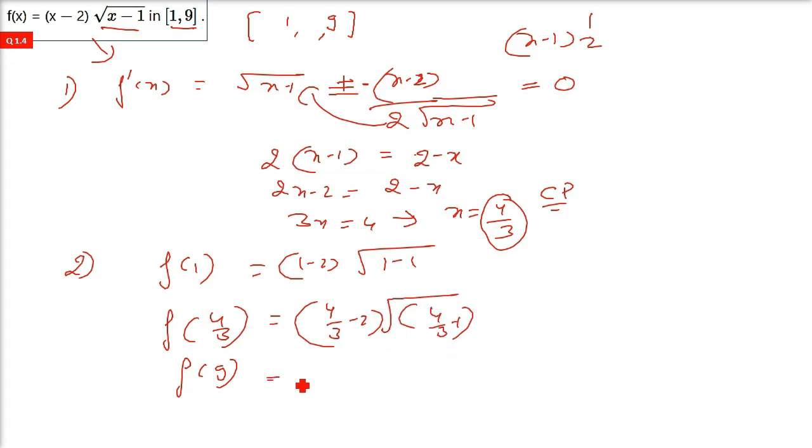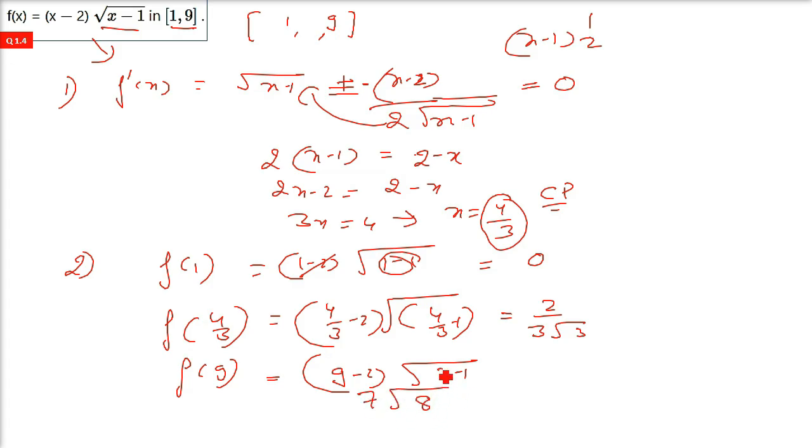I'm just placing the values in the original equation that you are witnessing right now. Mainly what I am trying to do is find out the values. Under root 1 minus 1. 1 minus 1 is 0. Under root 0 is 0 only. So it becomes 0. Then we have this as 2 by 3 under root 3. And this is 7 here. Under root 8 here. So under root 8 will be 2 root 2. It will be 14 root 2.